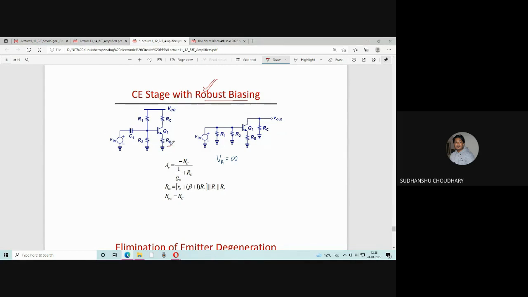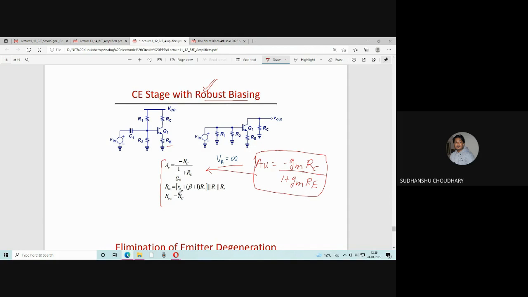So when you bring this RE to make this circuit biasing more robust, now let us consider VA as infinity. So the gain can be written as we had calculated earlier. So simply by inspection, one can write gain as minus gm RC by 1 plus gm RE. So this is the common emitter amplifier's gain when you have emitter resistor present or emitter degeneration present.